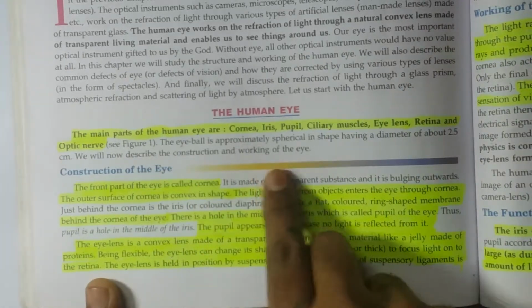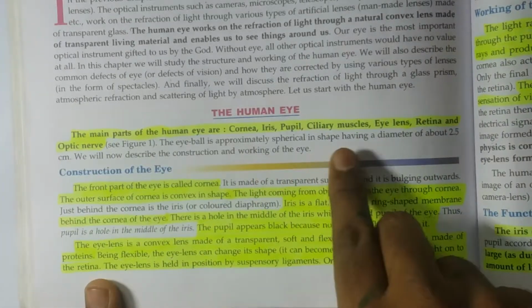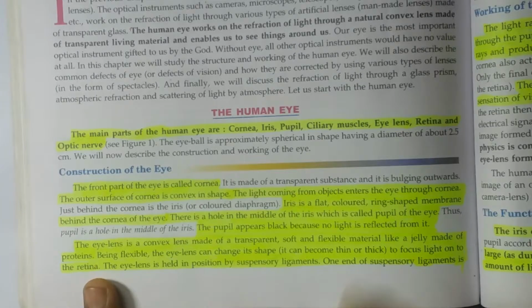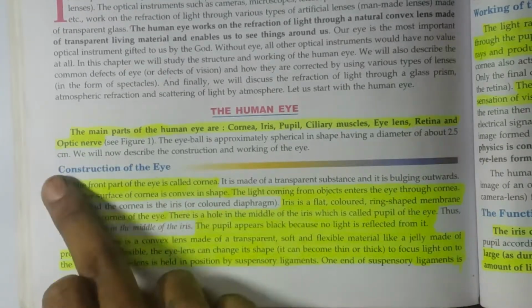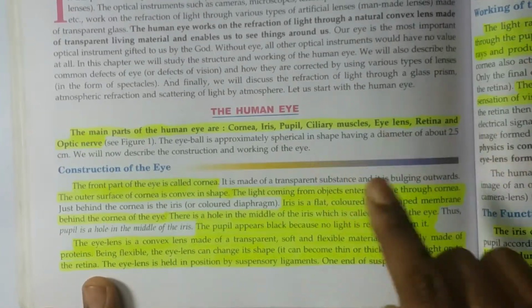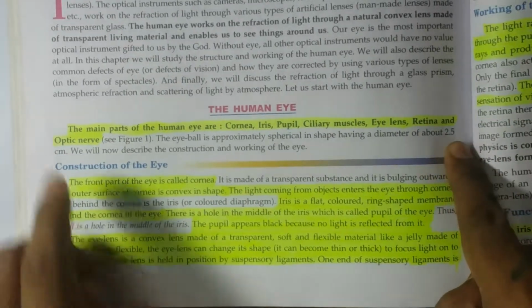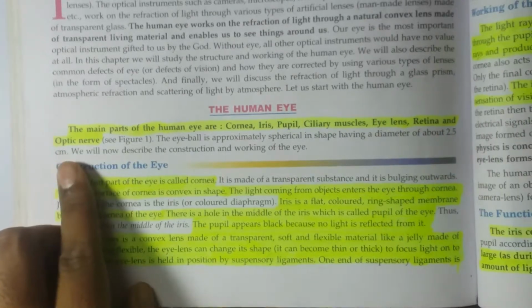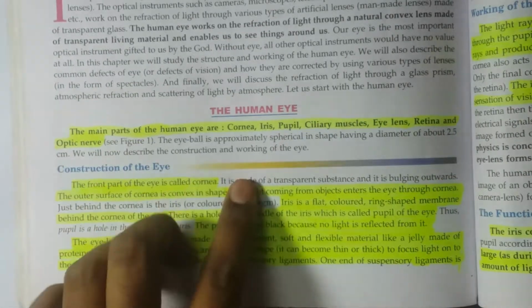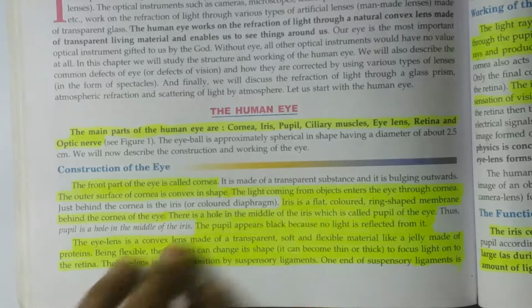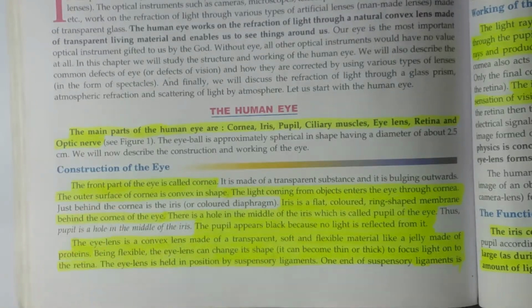The eyeball is approximately in spherical shape, having a diameter of about 2.5 centimeters. They might ask you this question: what is the diameter of the human eye for 1 mark in board exams? It is 2.5 centimeters. We will now describe the construction of the human eye. Construction of the human eye.